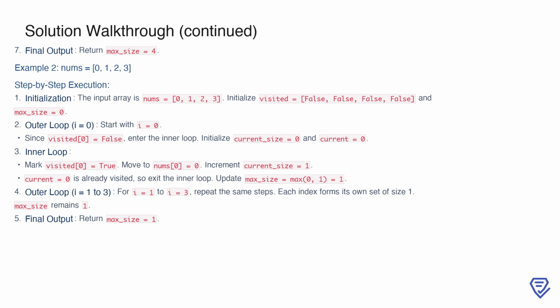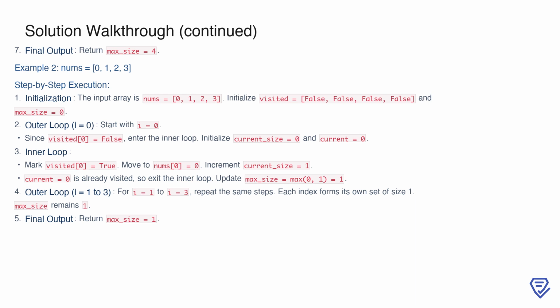Now, let's look at another example with nums equals [0, 1, 2, 3]. We initialize visited as false, false, false, false, and set max_size to 0. Starting the outer loop with i equals 0, we see visited[0] is false, so we enter the inner loop. Here, current_size begins at 0, and current is set to 0.